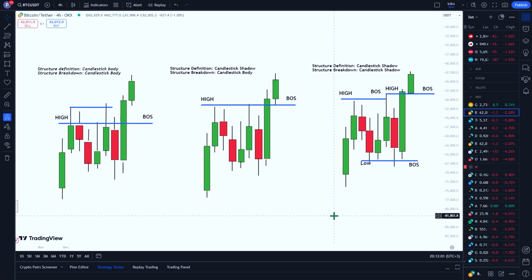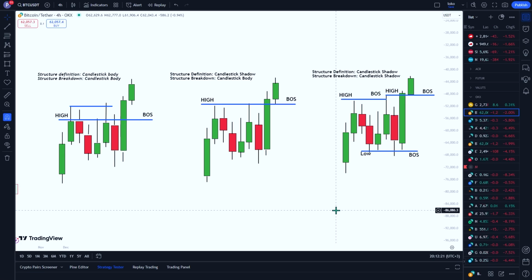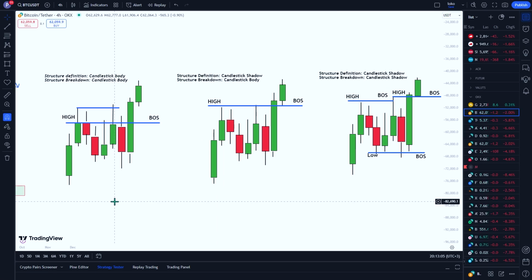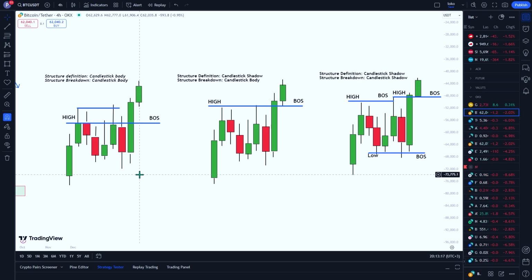For example, after a break you can look for confirmation through candlestick patterns or indicators to avoid getting caught in a false breakdown. So on the screen you can see the three types of breaking structure. You can determine it in three ways. The first method is you define your structure by candlestick body and structure breakdown by the candlestick body. In this example you can see how the breakout structure is determined by breaking by this candle, and in this situation you can determine what is breakout structure, and after that you could open a deal long.